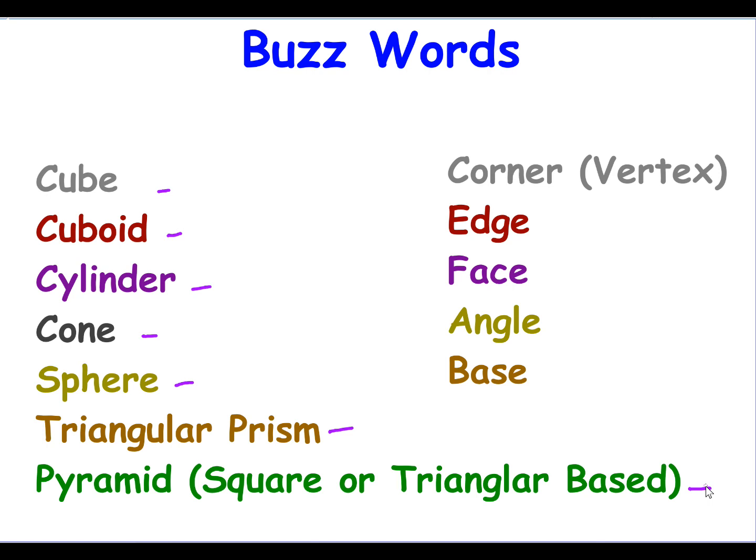The terminology you use to describe those properties are the corner, the number of edges, the number of faces, the number of angles, and the types of angles that you get, especially with the different types of triangles, and the base.